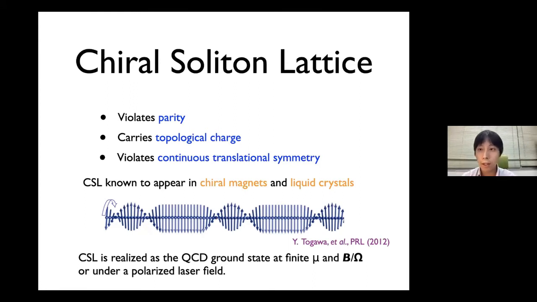In fact, this kind of state was experimentally observed relatively recently in 2012. But from now on, I will argue that mathematically the same structure, the same ground state, also appears in QCD under certain conditions, such as finite baryon chemical potential in the magnetic field, or global rotation, or under polarized laser field.